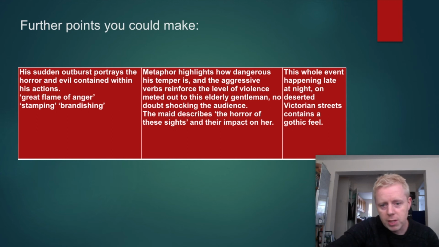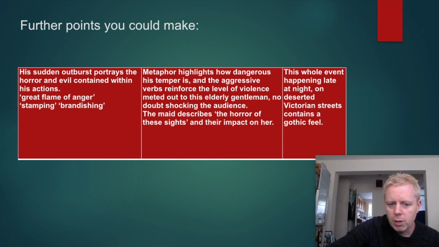So the way this reads is point, and then technique, if you like, in the middle, and then any context reference in that 3rd column on the right. So his sudden outburst portrays the horror and evil contained within his actions, "great flame of anger," "stamping," "brandishing," and so on. That's a metaphor highlighting how dangerous his temper is, and the aggressive verbs reinforce the level of violence meted out to this elderly gentleman, no doubt shocking the reader.